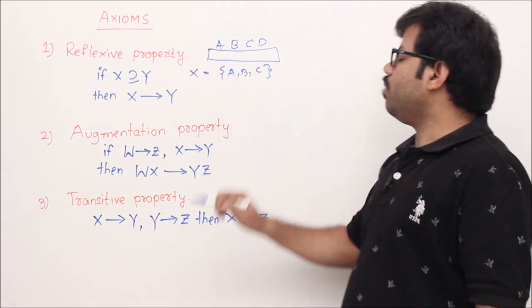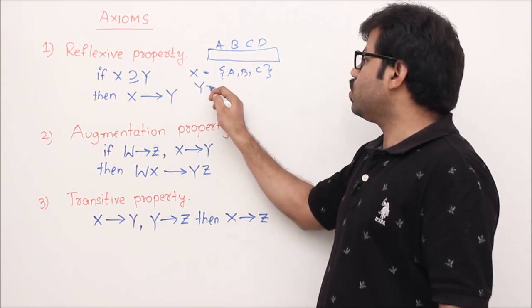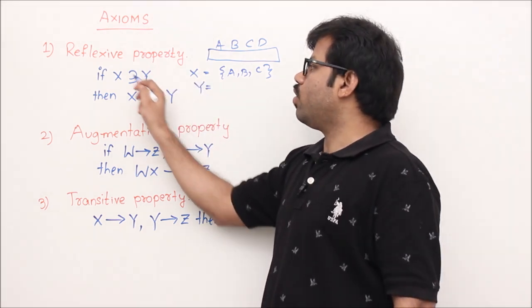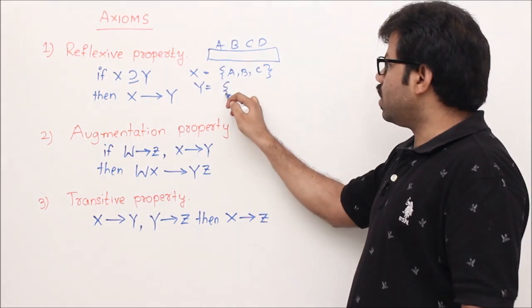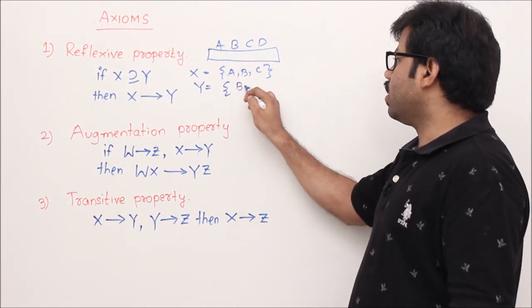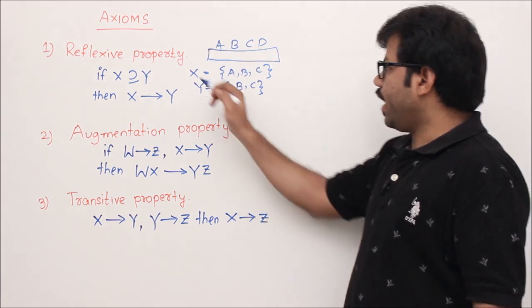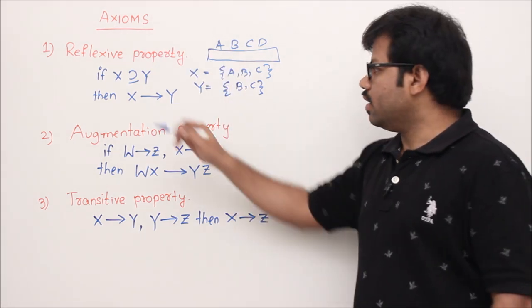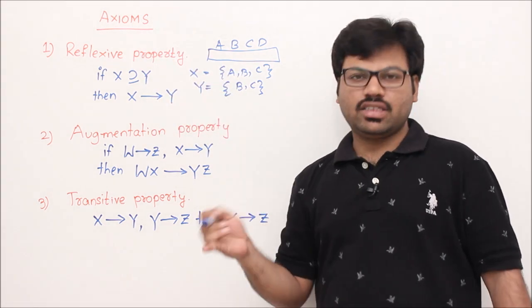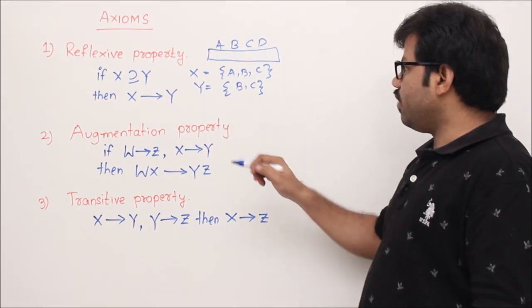For simplicity, let me take x as some set of attributes a, b, c. Then tell me one set of attributes y which is a subset or equal to x. Let's take some subset of x, which is b, c. Now whenever you take x superset or equal to y, this property says that x determines y. We will see whether it is correct or not.